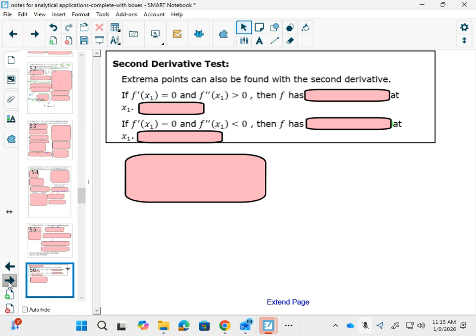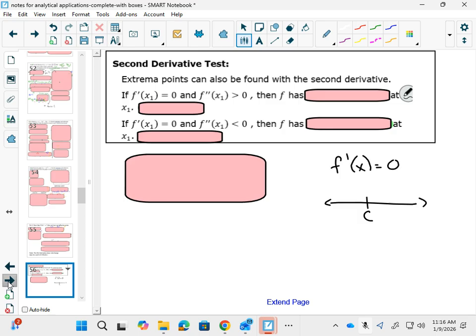So a reminder, what was the first derivative test? The first derivative test, first you found out where f prime of x was equal to 0. Then you made your number line for f prime of x. And if it changed from plus to minus, you knew you had a maximum. That's the first derivative test.